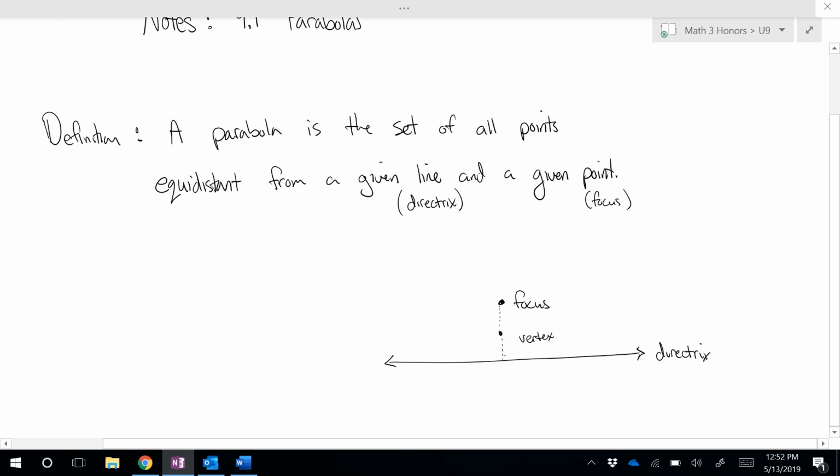By this definition, the vertex itself is the same distance to the focus as it is to the directrix. If we pick some point out here and look at the perpendicular distance to the line and the distance to the focus, they have to be the same. As you keep going out, it forms this parabolic shape. So that's where the parabola comes from. It's a set of all these points, and no matter what point you pick, they are all the same distance to the focus as they are to the line, the directrix.